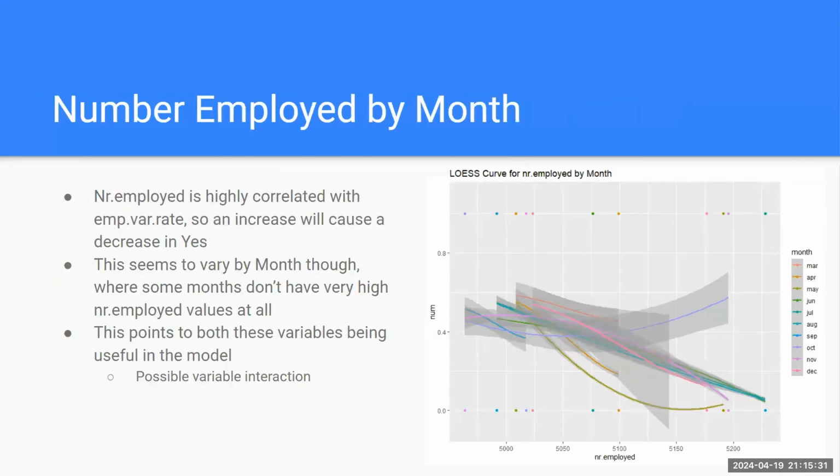And here we're looking at the number of employed by month. We can see that it's highly correlated with the employment variation rate, and an increase will cause a decrease in the yes. It also seems to vary by month, though some months don't have very high values at all. This points to both of these variables being useful in the model and having possible interactions.